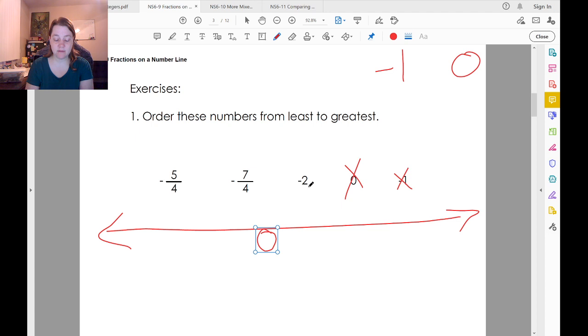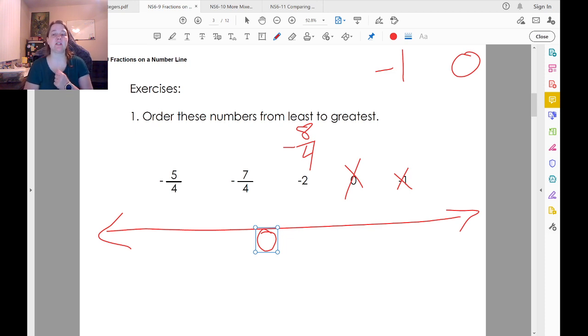Now, -2, saying that there are 2 pizzas with 4 slices each, -2 would be the same as saying -8/4. So now I have -8/4, -5/4, -7/4. I'm just going to put these in order by their numerator because all of the denominators are the same. So what's my smallest number here? What's my biggest number here?